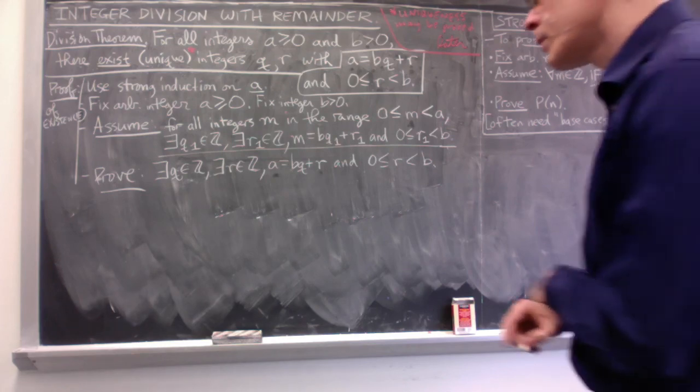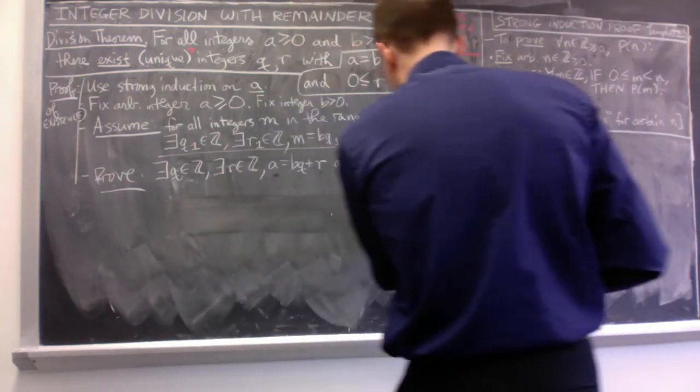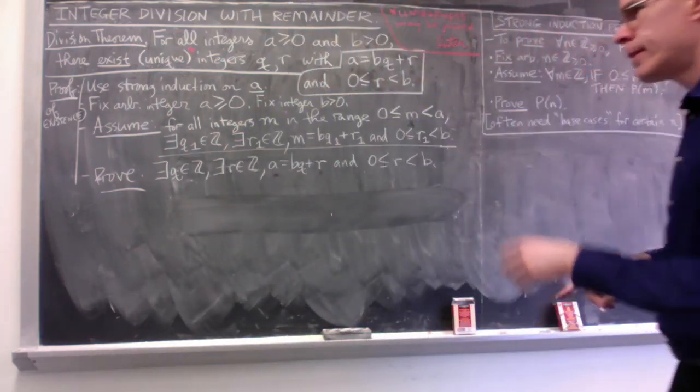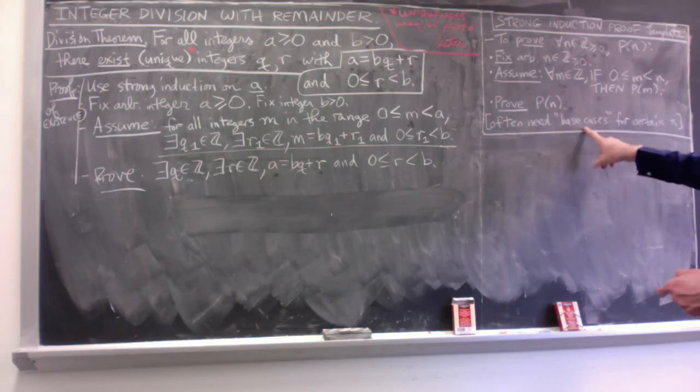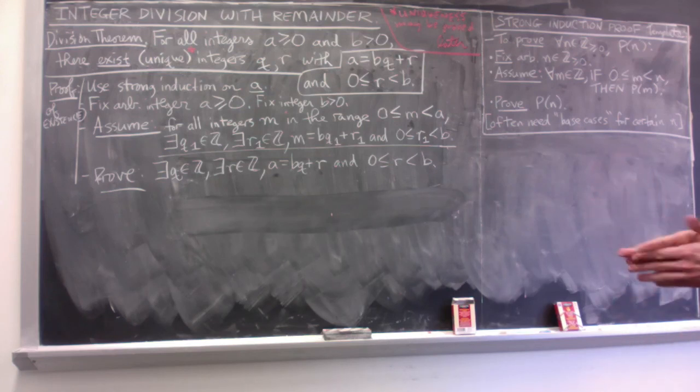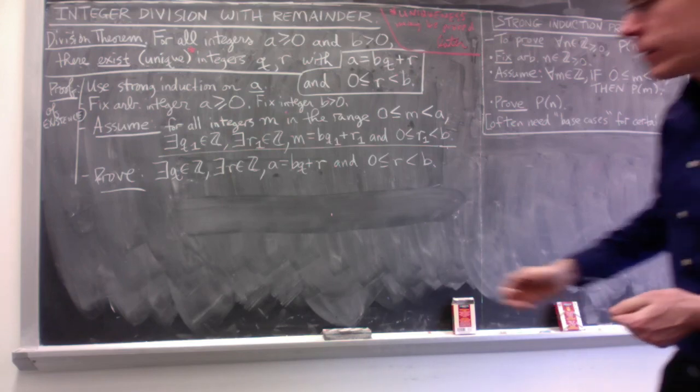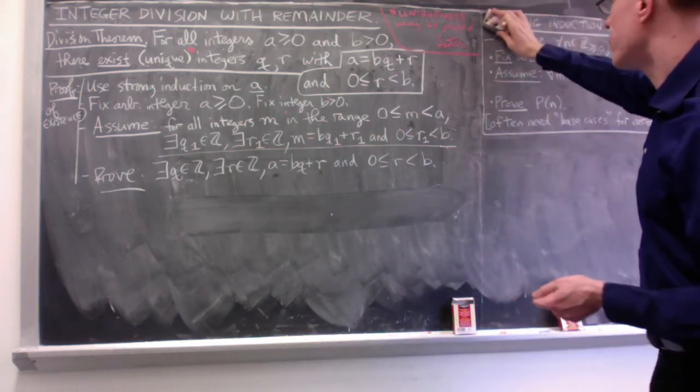All right? Now, so we've done the setup. And you see that the setup can become complicated if the statement to be proved is complicated. But we just followed these steps, and we're here now. Proof of P of n often needs base cases. So the next thing to think about is, what are the base cases? Are there any low values of a where it's easy? Which might have to also be separate anyway.